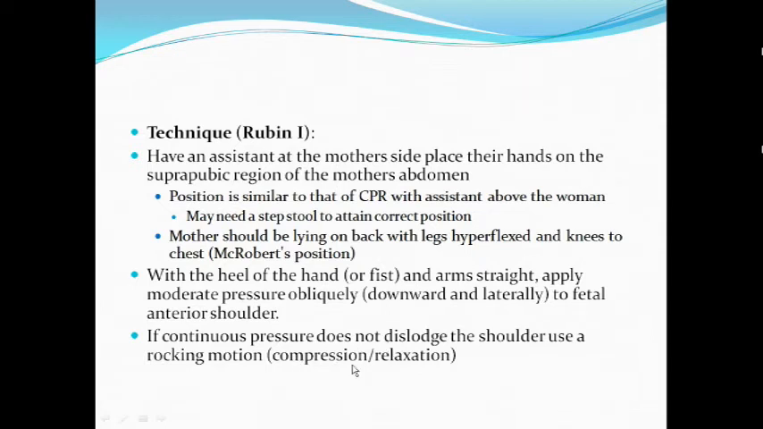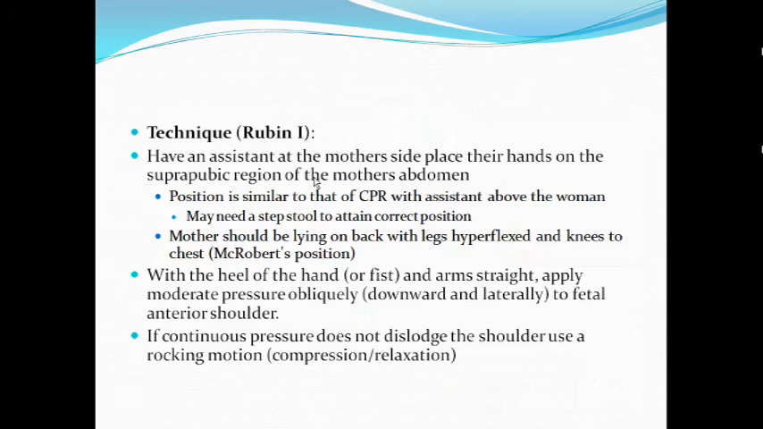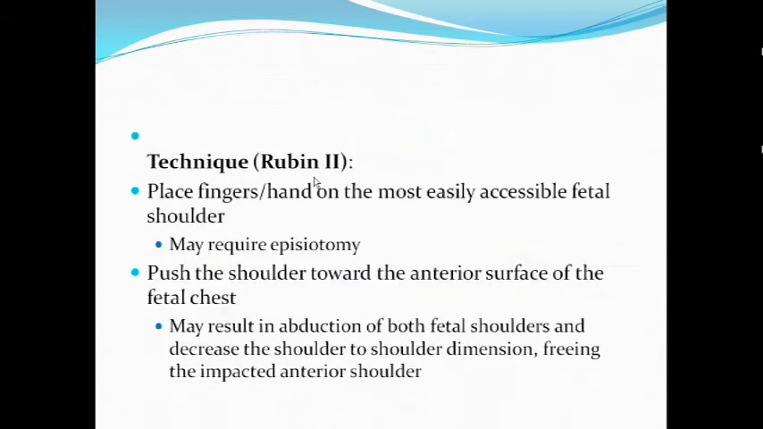Okay, then what happened? You have done this, na? You have given the McRoberts maneuver, then suprapubic pressure, that is Rubin's one maneuver. Then if suprapubic pressure is not able to deliver the baby, then what will you do? Then comes the Rubin's two technique, in which you place the finger or hand on the most easily accessible fetal shoulder. You do this vaginally, you put your finger inside with your right hand and see whether you can reach the anterior shoulder or the posterior shoulder.